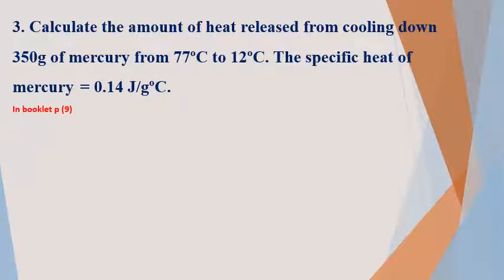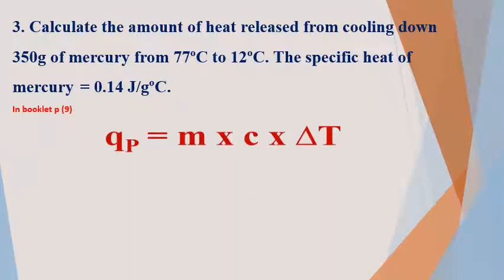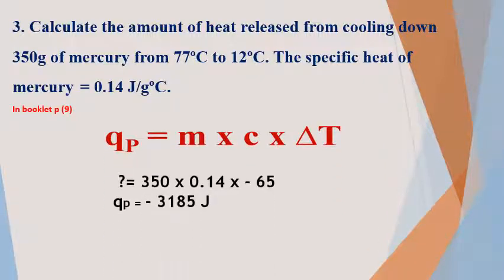Number 3, this is in your booklet, page 9. Calculate the amount of heat released from cooling down 350 grams of mercury from 77 Celsius degree to 12 Celsius degree. The specific heat of mercury is 0.14 joule per gram Celsius degree. Firstly, you must write your rule, then substitute each one. The mass here is 350 gram multiplied by the specific heat 0.14 multiplied by change in temperature.